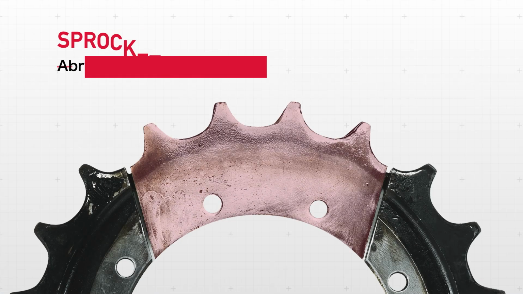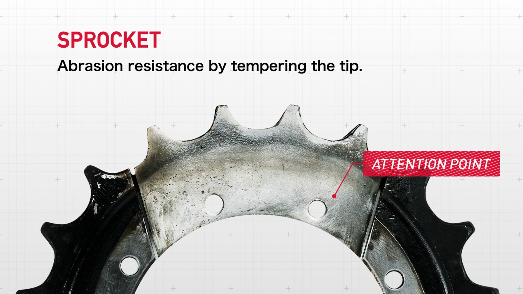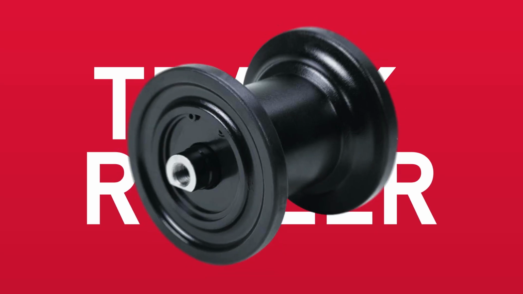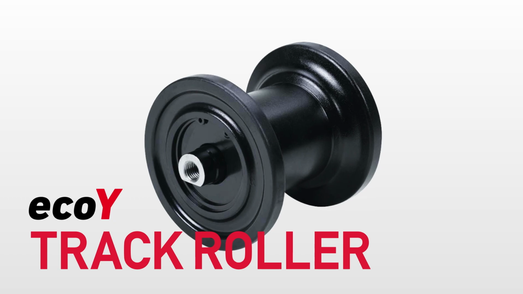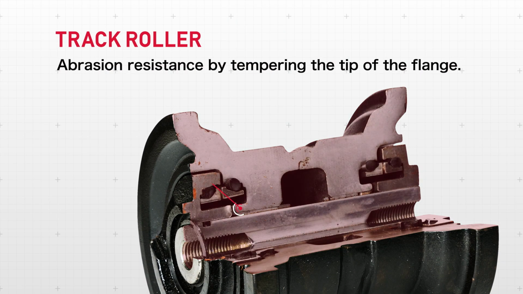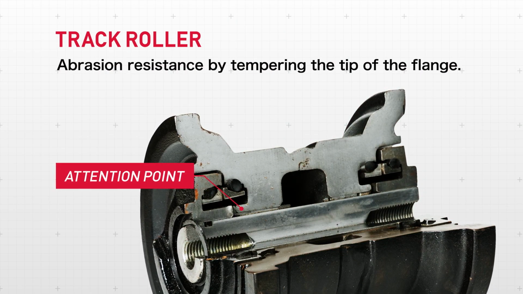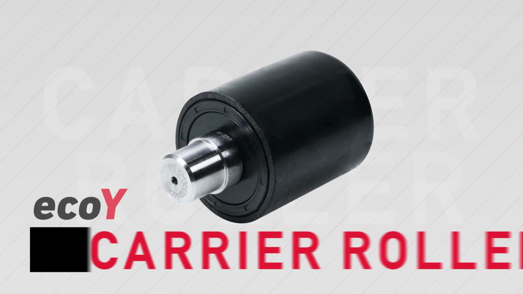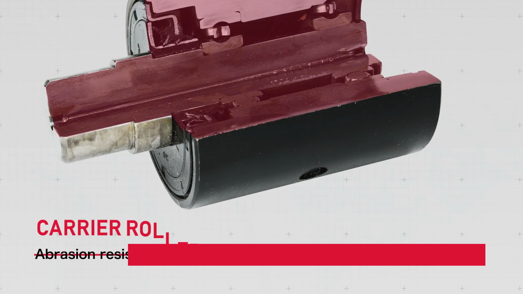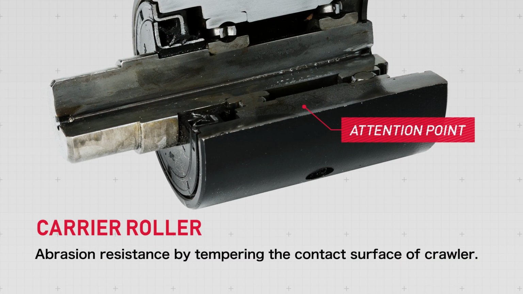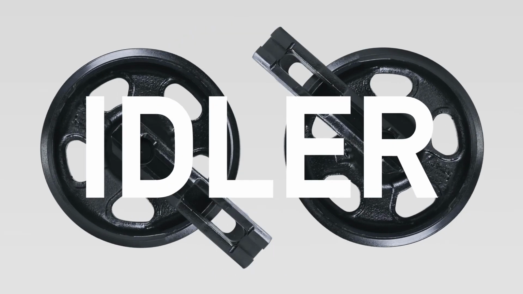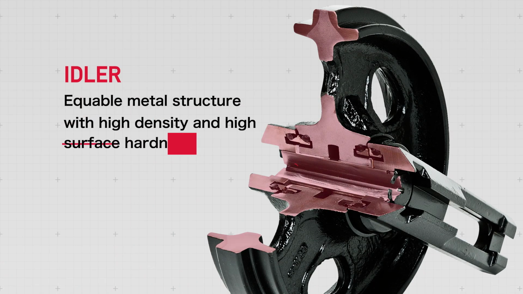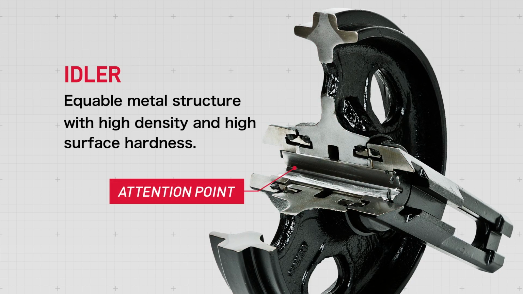Sprocket. This is the gear part to transfer the power of the hydraulic motor to the crawler. Track roller. This is the part which supports the smooth rotation of the crawler. Carrier roller. This is the part to assist the tension of crawler and rotation smoothly. Idler. This part keeps the tension of crawler constant.